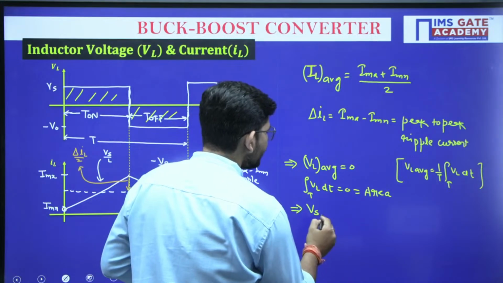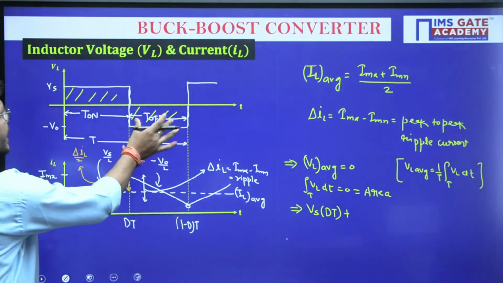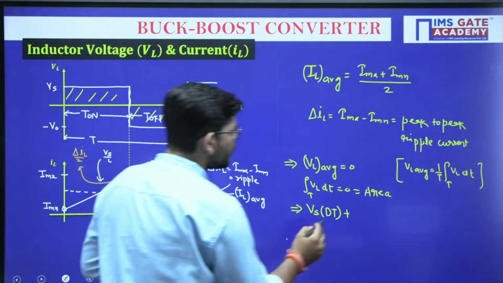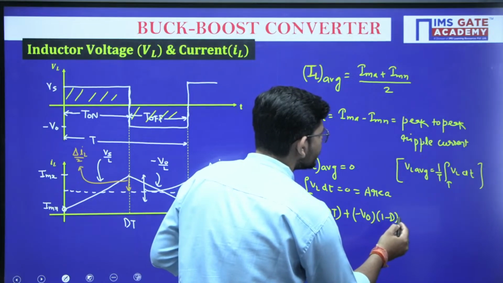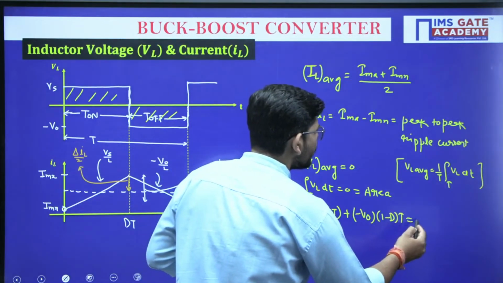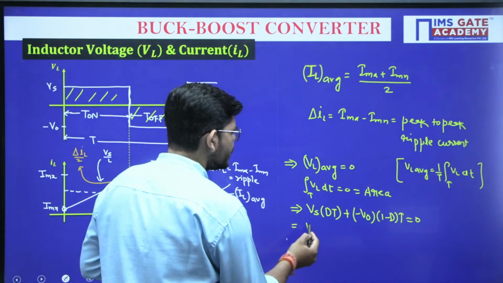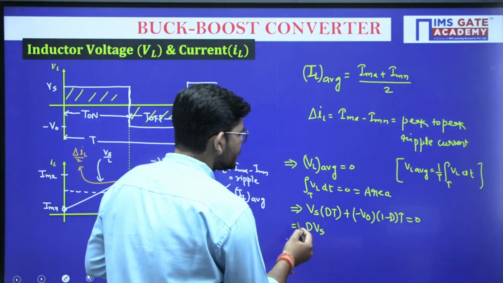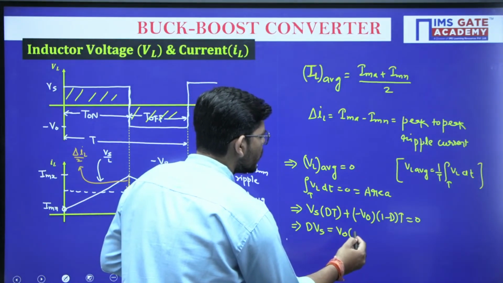So the positive area will be Vs into dt. Plus, what is this negative area? Negative area will be minus of V naught 1 minus d into dt. Yes or no? And this has to be equated to 0. Now what are we going to get from here? We will be getting d Vs. This will go to that side, and it will be V naught into 1 minus d.